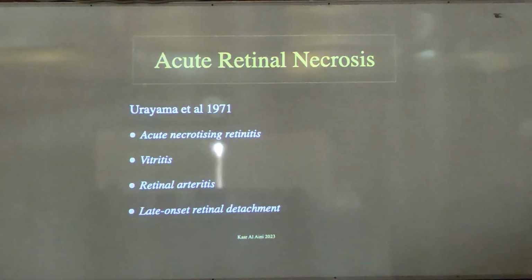Okay. So these are a special type. The first time acute retinal necrosis was described was in the 1970s. Urayama, a Japanese physician, actually described this disease. It's an acute necrotizing retinitis, severe vitritis associated with retinal arteritis and late onset retinal detachment. So this was the description of acute retinal necrosis.